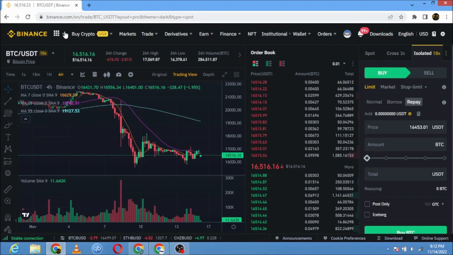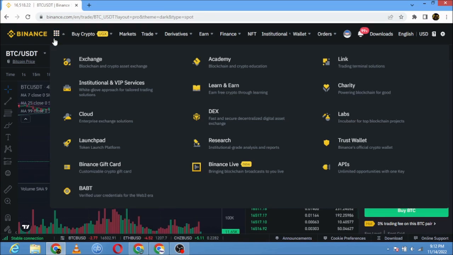Now I will start with this thing which looks like a square. There is exchange, a blockchain and crypto asset exchange. There is institutional and VIP services if at all you need them. There is cloud, so many that I will come to in detail, step by step. Then there is Academy. If you want to learn more about blockchain and crypto education, this is where you're going to get all lessons on Binance and so many others.